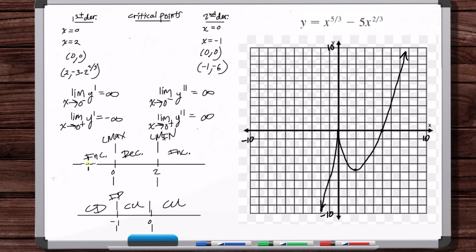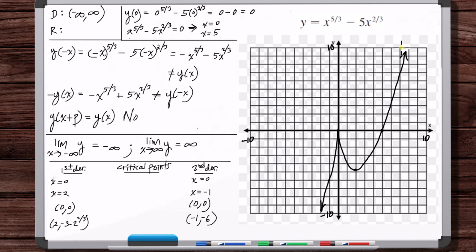Okay, what about the increasing and decreasing? The function is increasing all the way up to 0. Then it's decreasing all the way up to 2. And then it's increasing for the rest of the function. So there you go. Now, what about the range? Well, we can see the range is going to be negative infinity to infinity. You can get all possible values of y. All right, and that's the sketch of the graph.